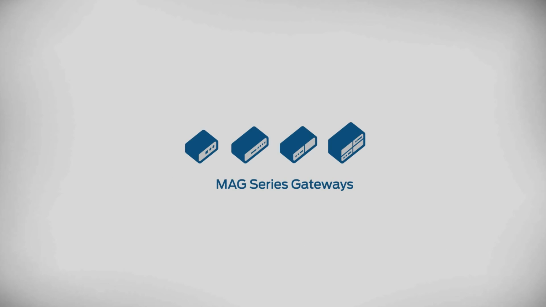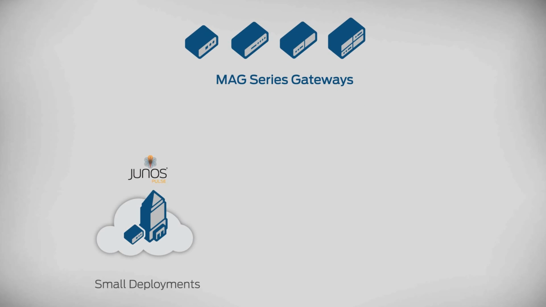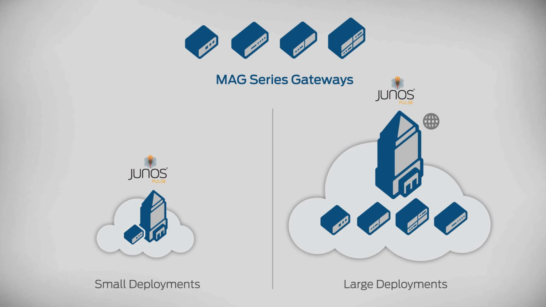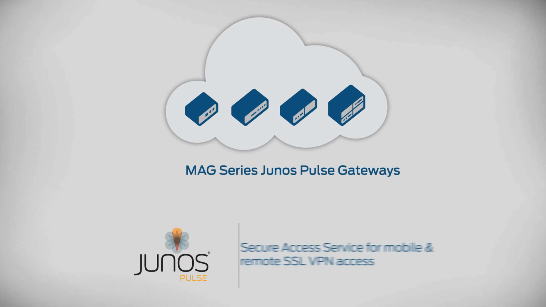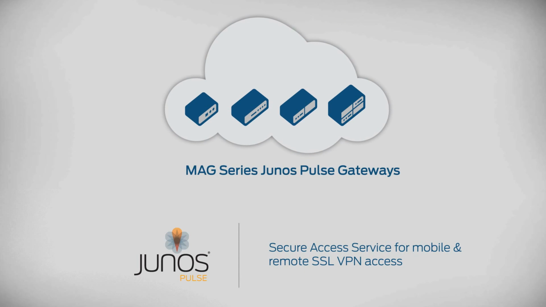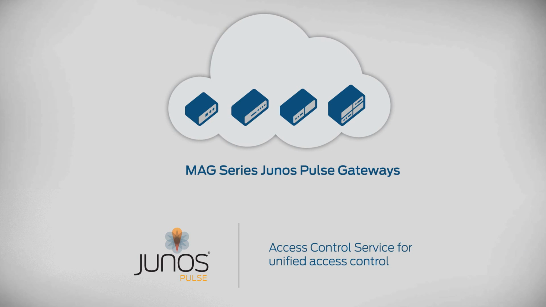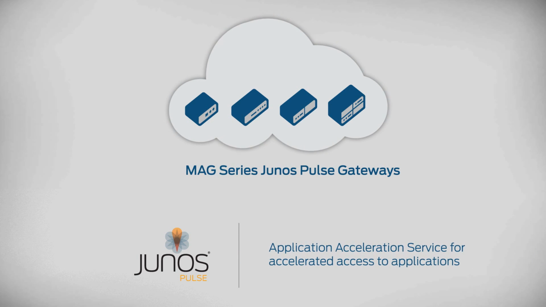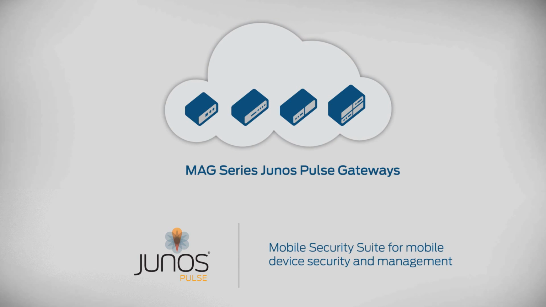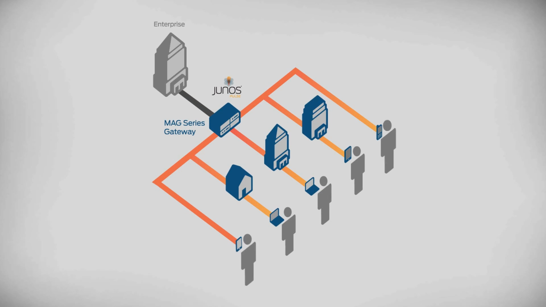The Junos Pulse Secure Access Service scales from the smallest SMB deployment to large enterprise and service provider installations. Junos Pulse, the global market leader in the SSL VPN category, delivers comprehensive, flexible, and scalable secure remote network access with options for application acceleration and on-device mobile security. With Junos Pulse, your end users get an optimal experience while you get consistent identity and role-based security from any device, anywhere.